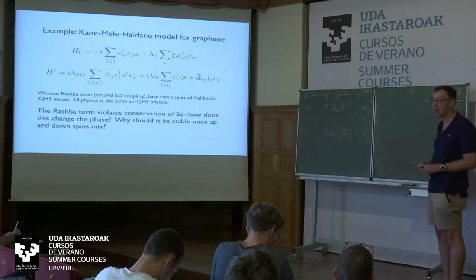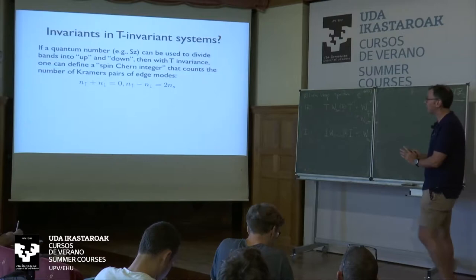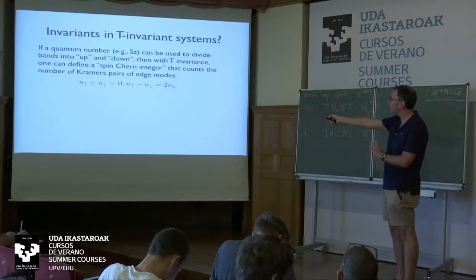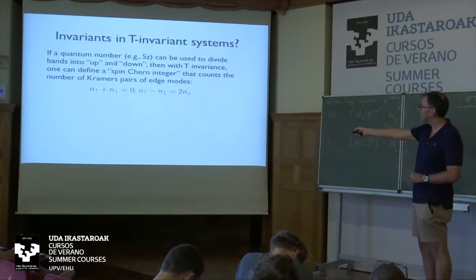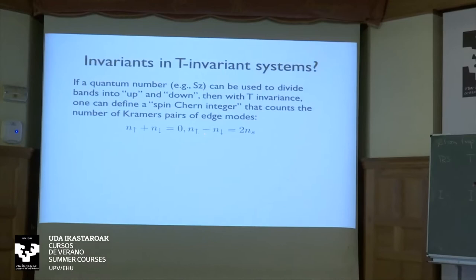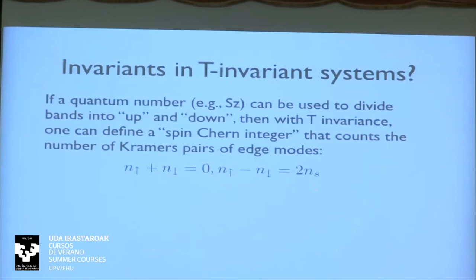So just to explain how this is related to the churn number we talked about before, if I had something like a component of spin that would break up electrons into two flavors, up and down, then I could define something like spin churn number, where the total would be zero, but spin up and spin down each separately could be non-zero. And this is what would happen in two copies of the Haldane model.